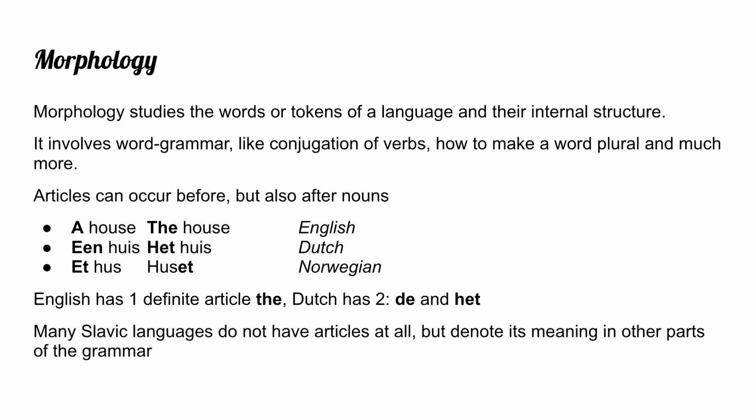In English, there are two articles: a, if you don't know something yet, indefinite, and the. So there's a house, and now we know it's a house, we say this is the house. Dutch has something similar. We say een huis, and then we say het huis.